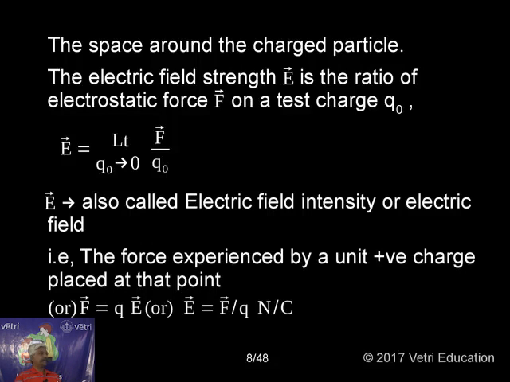E is equal to the limit Q0 tending to 0 of F by Q0, because we are dividing by Q0. Why does the limit come? If the denominator becomes 0, we cannot find the solution. E vector is also called electric field intensity or electric field. That is the force experienced by a unit positive charge placed at that point, or F is equal to Q into E, and E is equal to F by Q. That is the important relation.